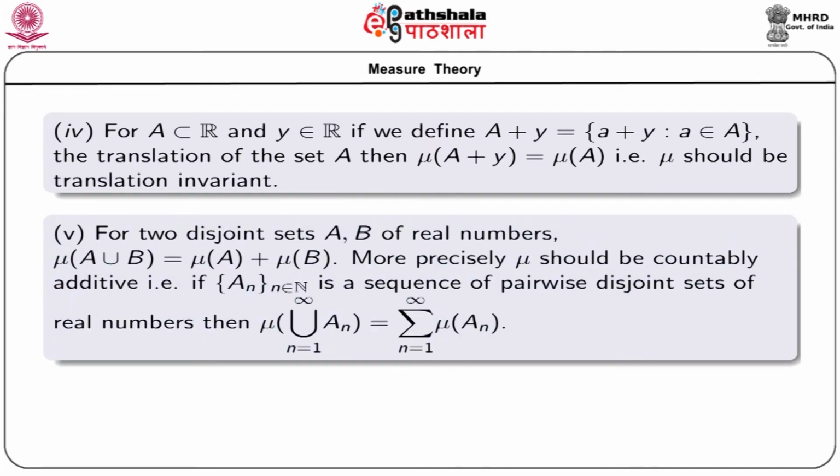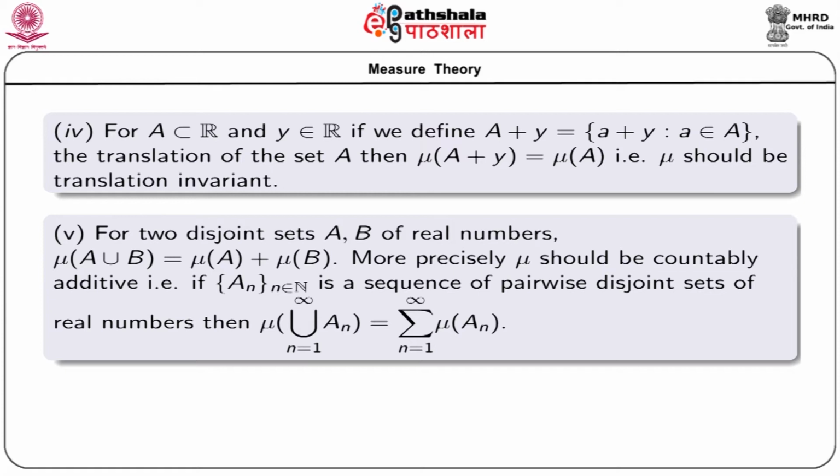Fifth, for two disjoint sets A and B of real numbers, we expect that the measure should have the property that mu of A union B should be equal to mu A plus mu B. Because see, if we have two disjoint intervals, say [0, 1) and [1, 3], then if we take the union of these two intervals, we have the interval [0, 3], and obviously the length of this interval is equal to 3, which is equal to 1 plus 2, that is, the sum of the lengths of the two intervals.